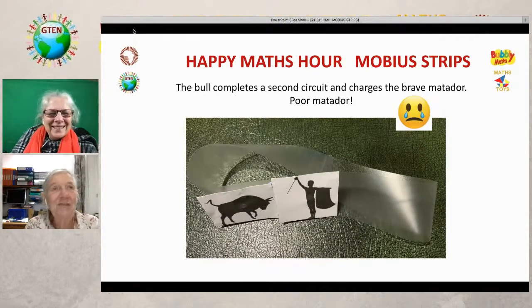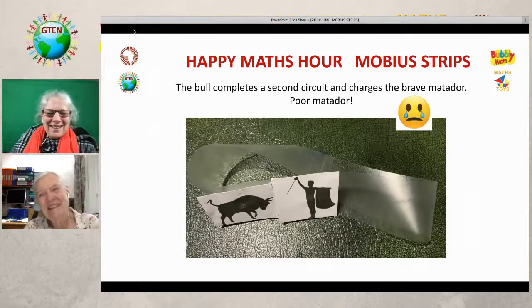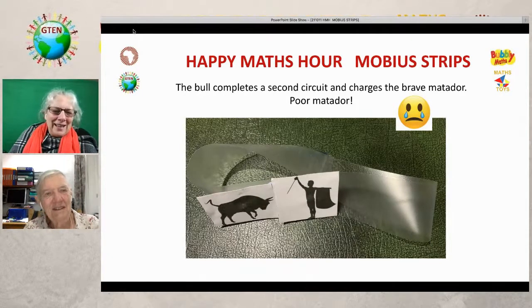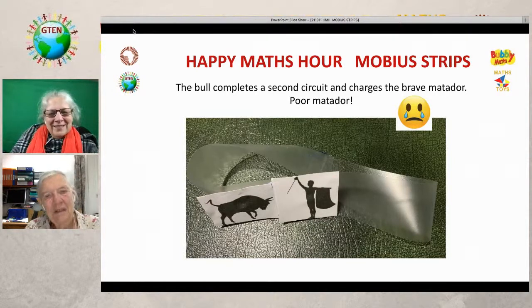Oh dear, aren't you crying buckets of tears for this poor matador? Yeah, I don't like it when anybody gets hurt. So I'm like, just stop the whole business, and that's fine. Win-win. But it does show you something really rather weird about this Mobius strip, doesn't it?